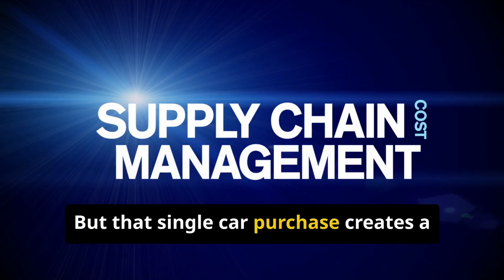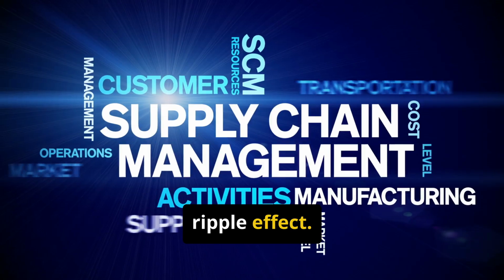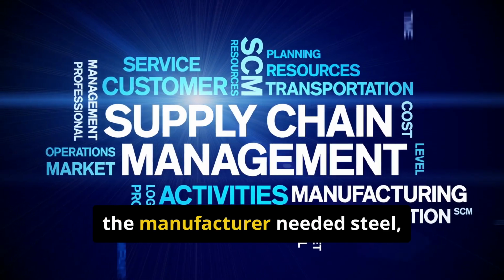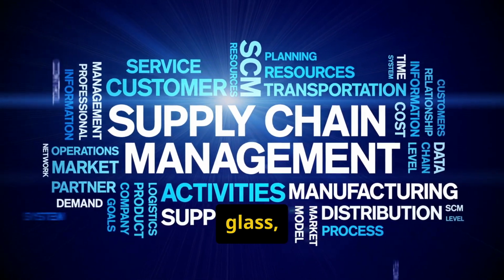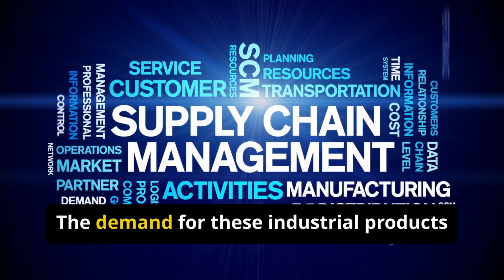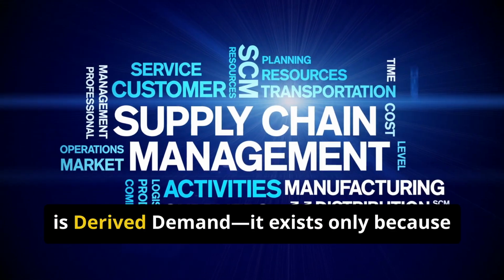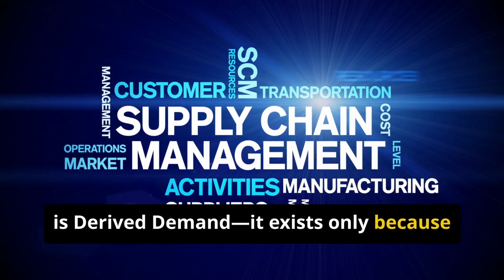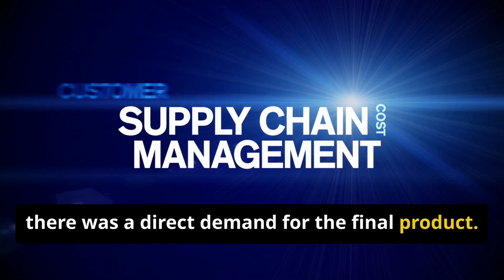But that single car purchase creates a ripple effect. To build that car, the manufacturer needed steel, tires, glass, and robotics. The demand for these industrial products is derived demand. It exists only because there was a direct demand for the final product.